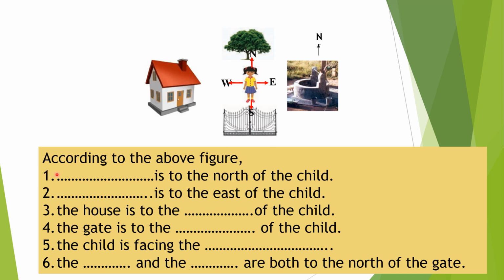Now we can fill the first blank. First blank is to the north of the child. You have to find an object which is situated to the north of the child. Now this is the child and this is the north. Then we can see a tree. So the tree is to the north of the child. Then the second question is: blank is to the east of the child. You have to find an object which is located to the east of the child. What is the object which is situated to the east of the child?